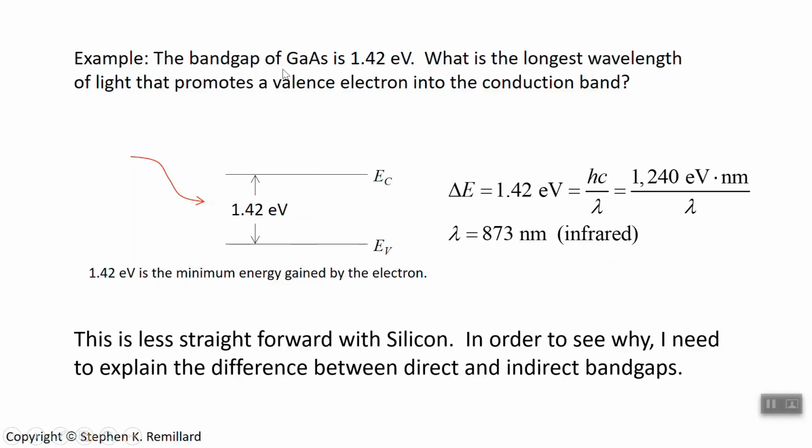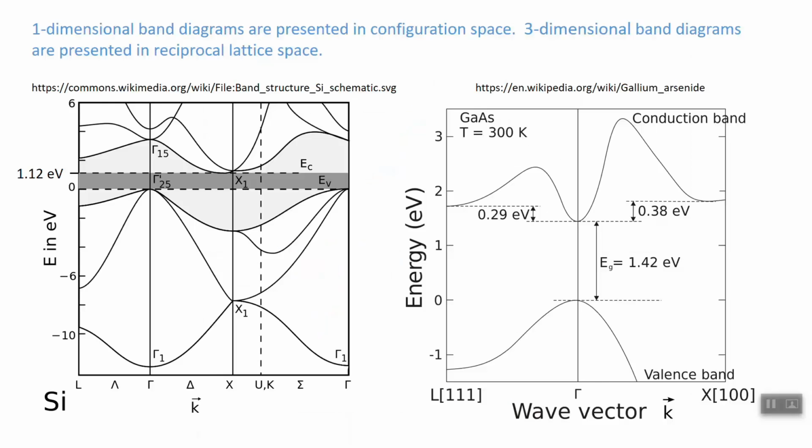That was gallium arsenide. It's less straightforward with silicon because silicon is an indirect band gap semiconductor. That means if you want to get an electron to go from the valence band into the conduction band, you not only need to give it energy, you have to change its momentum. The problem is that a photon doesn't carry a lot of momentum with it. It carries some momentum, but not a lot. Typically not enough.